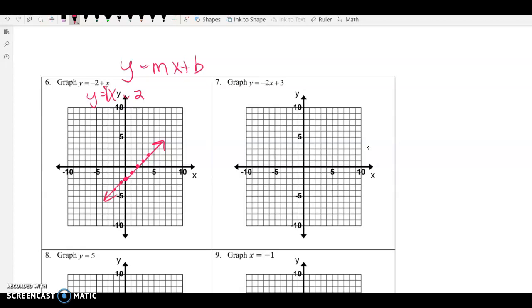You're going to notice that they took away that m and b. If it helps you to say, okay, well, my slope is going to be 1, or 1 over 1, and my y-intercept is going to be -2, by all means, write that down. Help yourself out. All right?